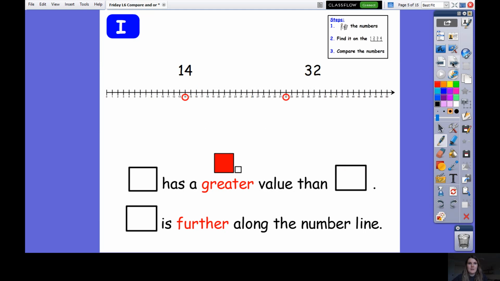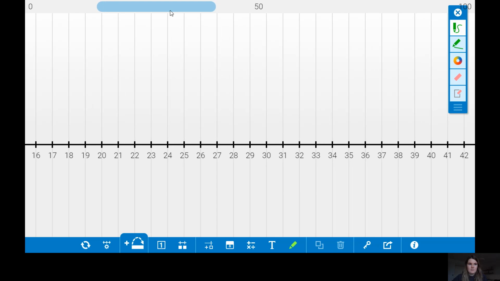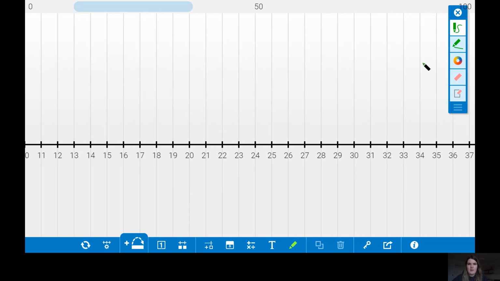Okay, let's see if we can do it again. This time, my numbers are 14 and 32. So firstly, I read my numbers, then I need to find it on the number line, and then I'm going to compare. So my numbers are 14 and 32. Let's get our number line. Let's clear it. So we're ready. 14 and 32. So I just got to move my number line along so we can find some more. Perfect. Okay, my numbers were 14 and 32.